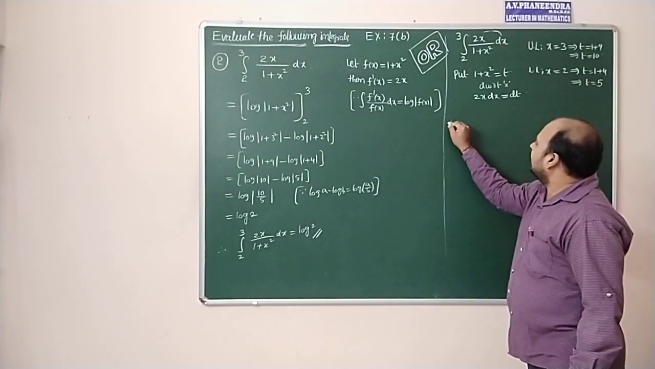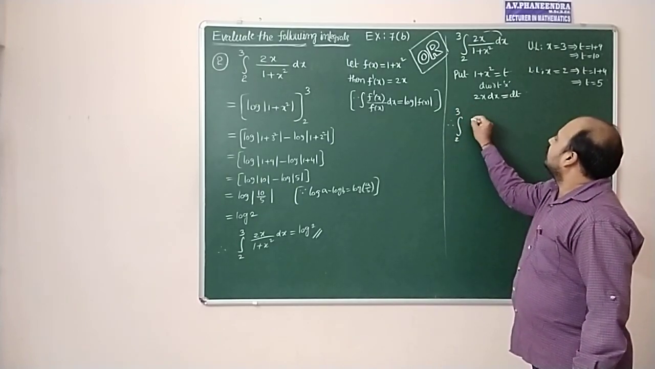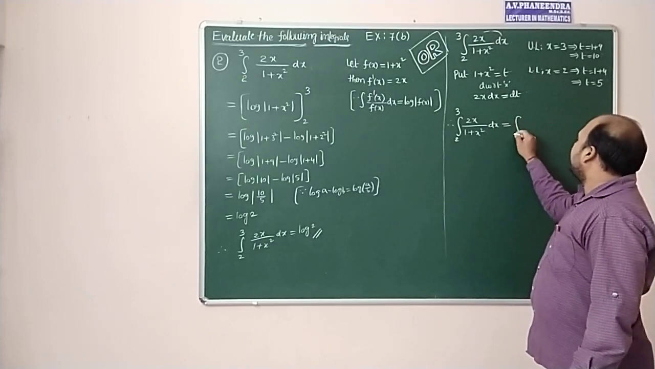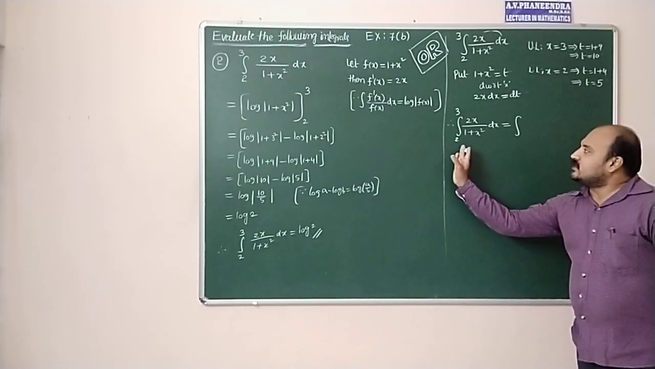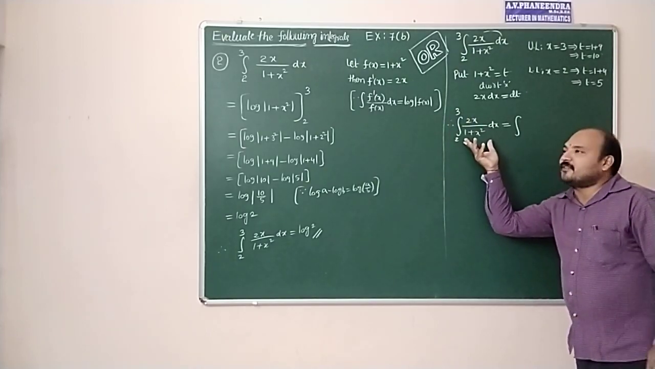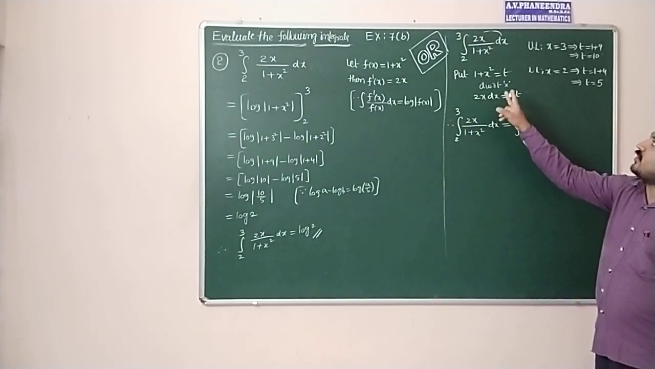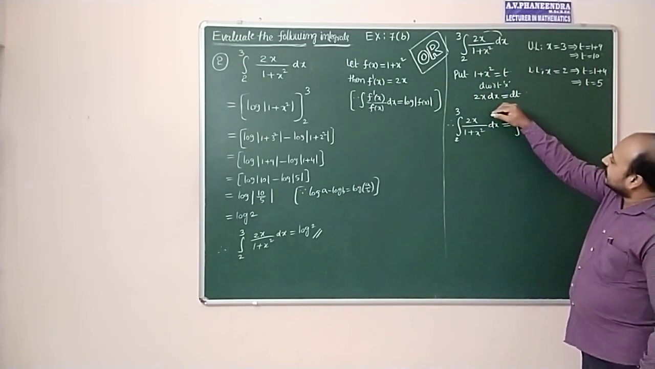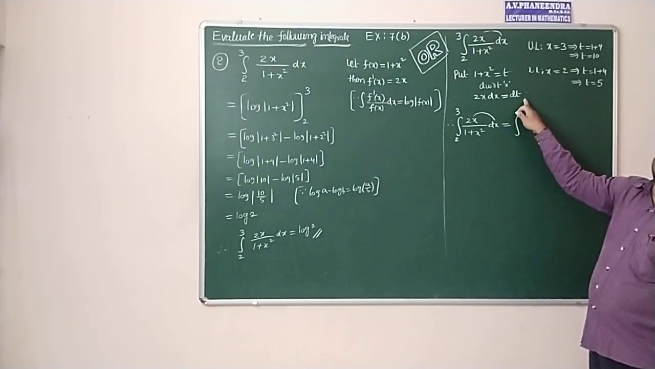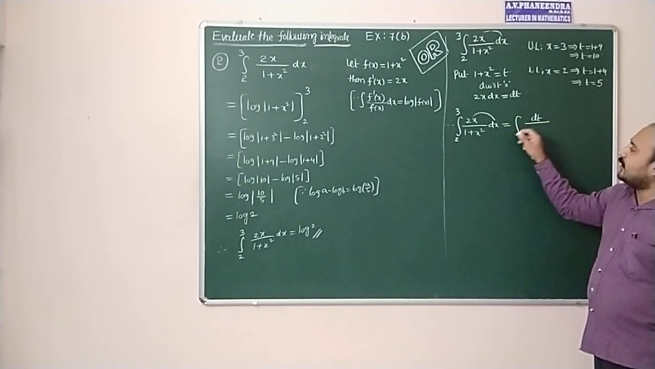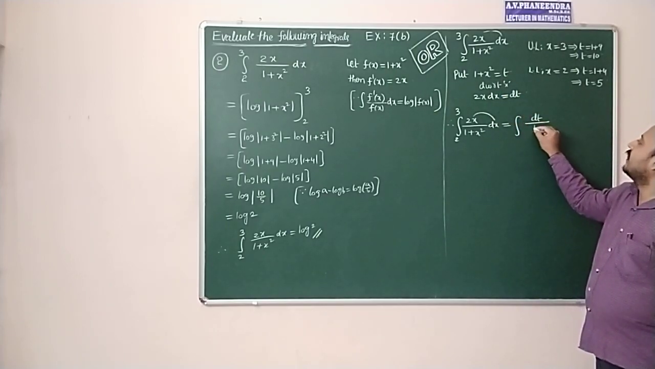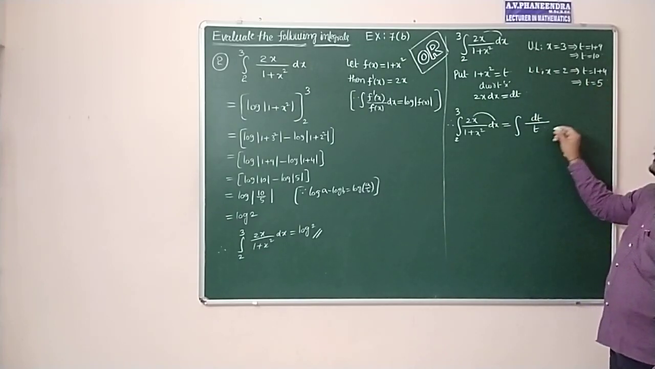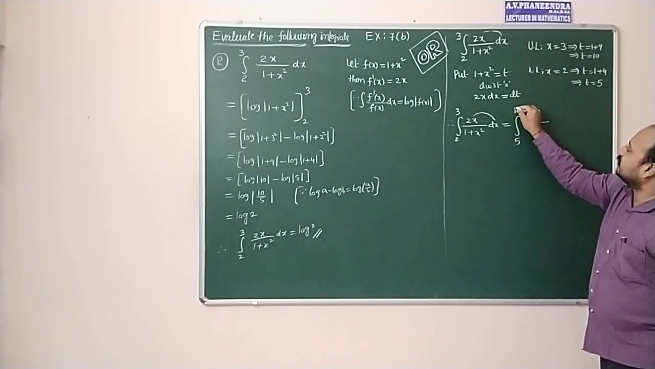Now consider the given integral, the integral from 2 to 3 of 2x divided by 1 plus x square dx. These limits 2 to 3 belong to the function in terms of x. But after assuming 1 plus x square equal to t, the function is converted in terms of t. So in place of 2x dx, you have to replace dt, divided by, in place of 1 plus x square, t. Since the function is in terms of t, the limits are the lower limit 5 and upper limit 10.